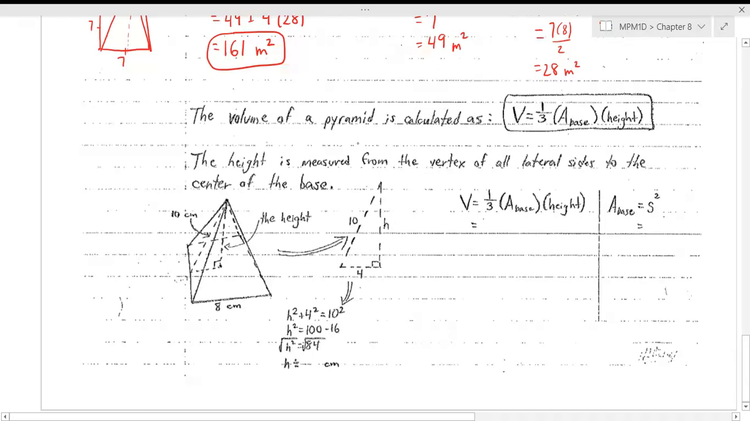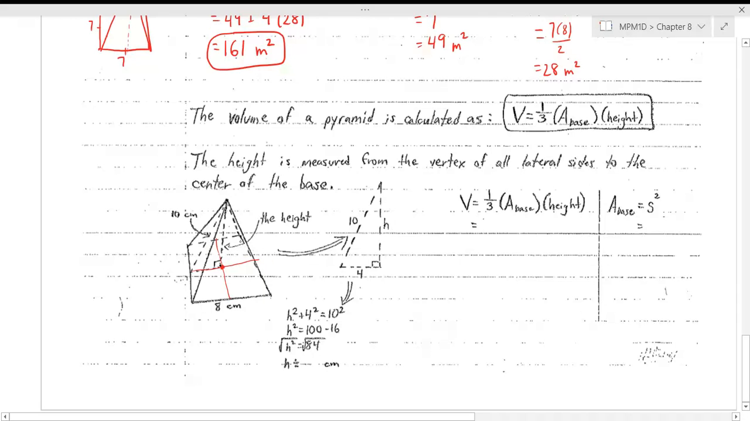The height is measured from the vertex of all lateral sides to the center of the base. Okay, so when we talk about the height of the pyramid, as opposed to the height of the triangle, we're picking the point directly in the middle of the pyramid here. So this is halfway across the pyramid in both directions. That would be the midpoint of both of those two lines. From there, directly to the apex or the peak of the pyramid. That's the height of the pyramid.